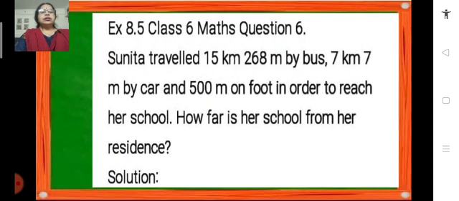Next question, question number 6. Sunita travelled 15 kilometers 268 meters by bus, 7 kilometers 7 meters by car and 500 meters on foot in order to reach her school. How far is her school from her residence?